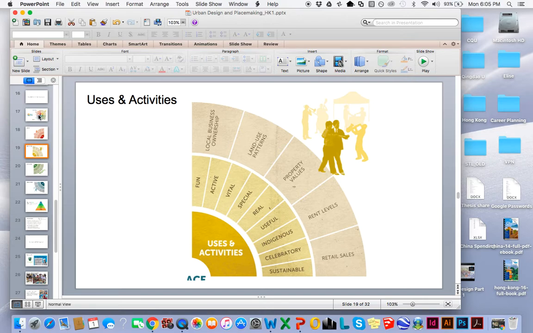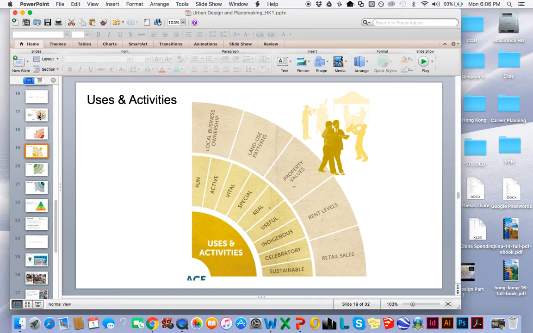Property values. Is it an exclusively luxury area? Is it an urban slum? Or is there a mix? Rent levels is somewhat similar. How much do you know of people paying in the area? And then retail sales. How bustling is the shopping?